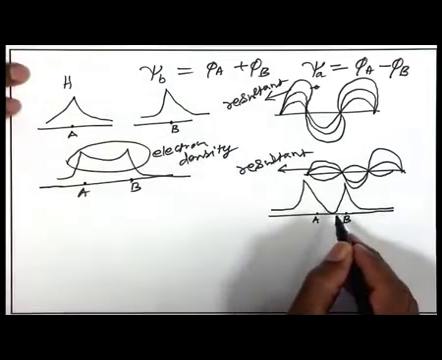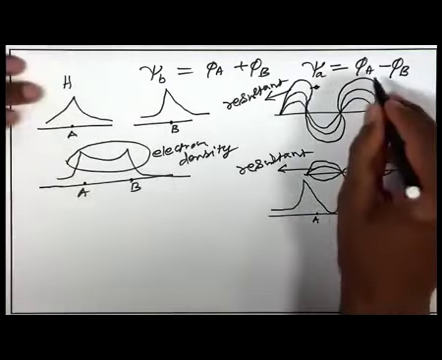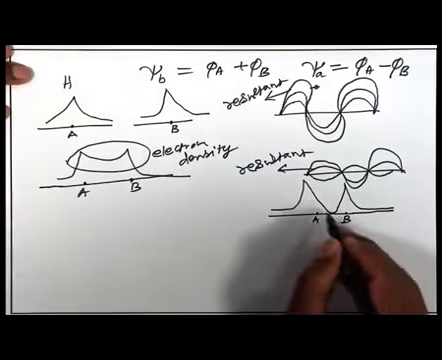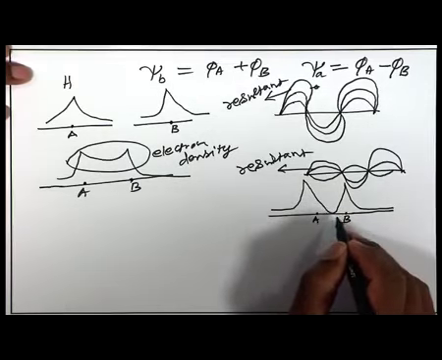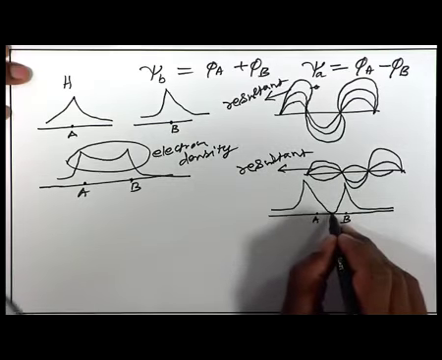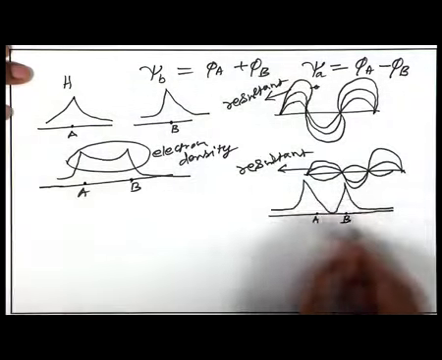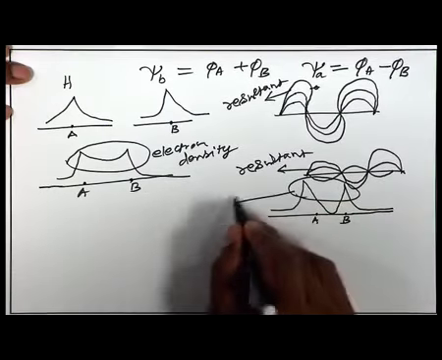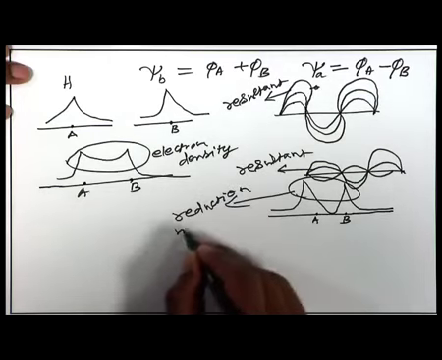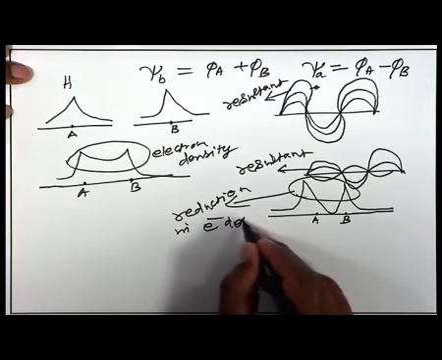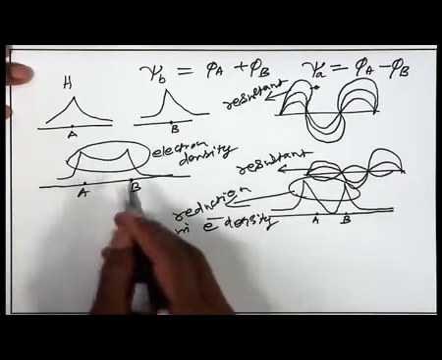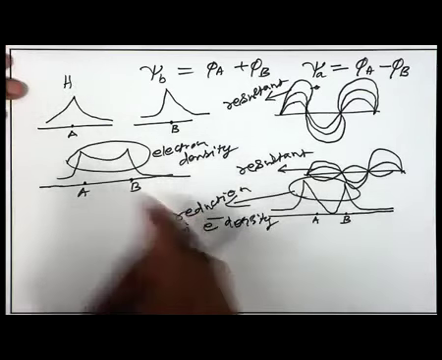On the other hand, in this situation, they can combine destructively as well, so that the resultant one is like this. Here is nucleus A, nucleus B, and between them there is a reduction in electron density. So, this one represents a reduction in electron density, whereas here there is an increase in electron density.